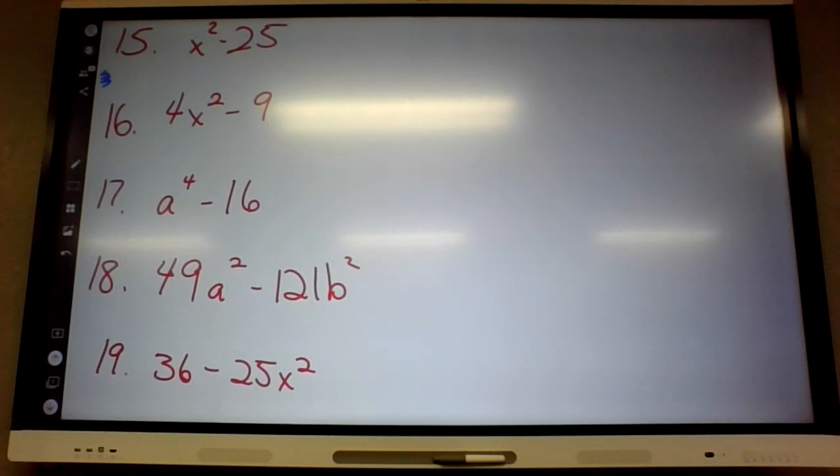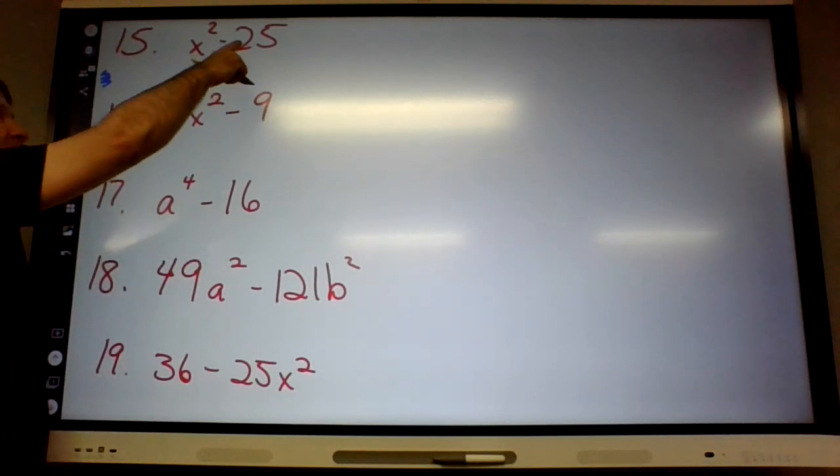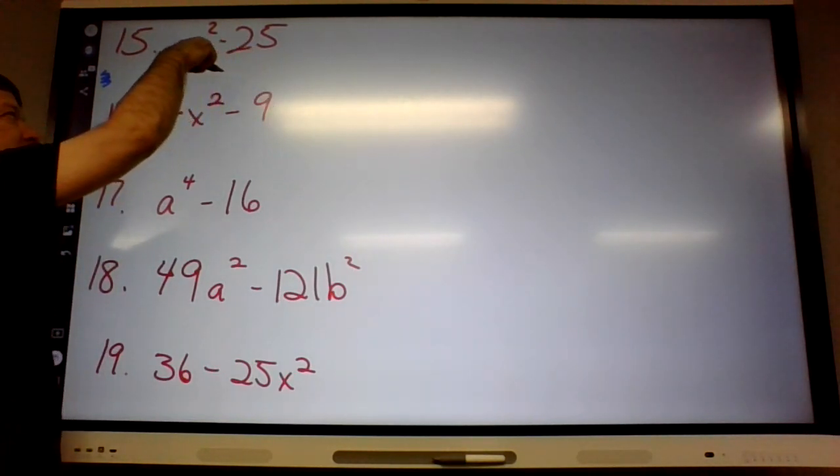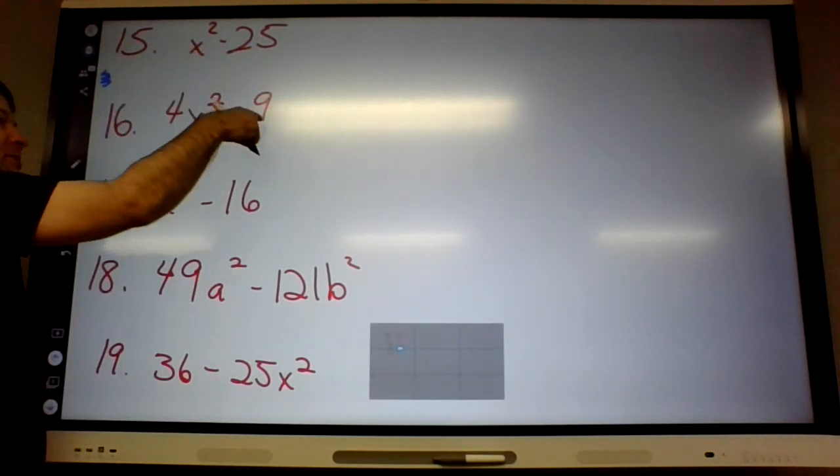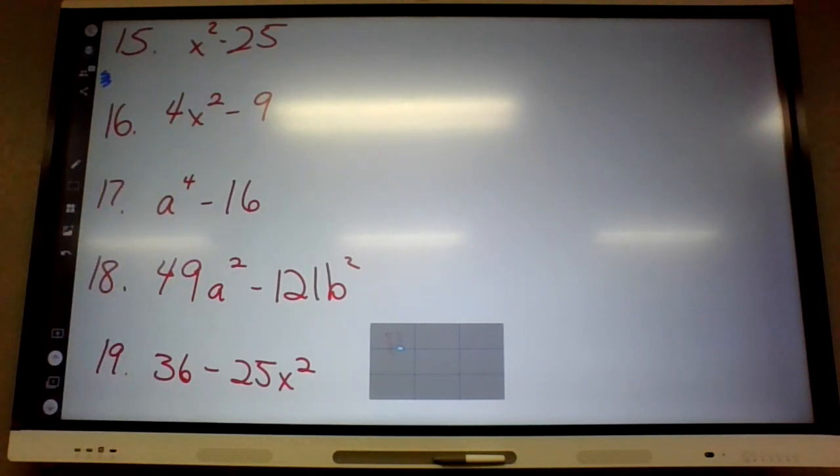Okay, yeah, so what did I call this pattern? Square minus square. Because all of these have square roots, which means something times itself equals this, equals this, equals this, equals this. Something times itself equals all these things.